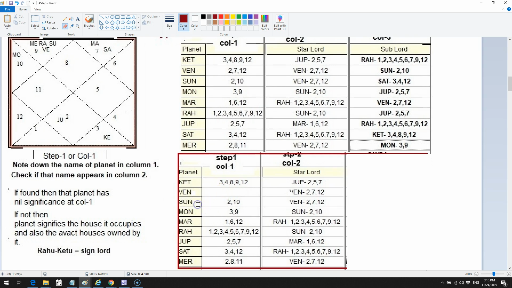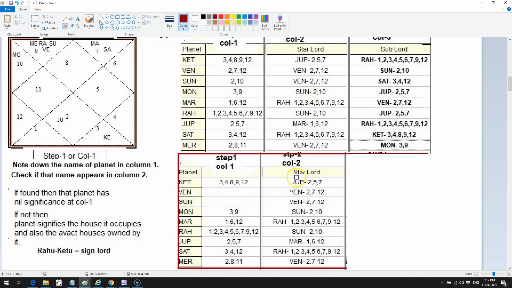Similarly for Sun, note down the name in column 1, that is Sun. Look into column 2. Look if Sun appears anywhere as the star lord. You find that Sun appears over here, right? So we will remove Sun also from here.